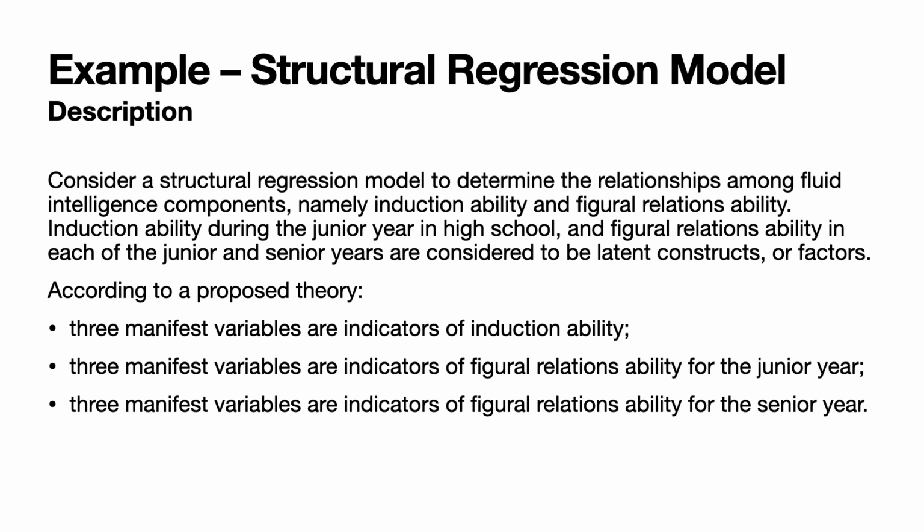According to a proposed theory, 3 manifest variables are indicators of induction ability, 3 manifest variables are indicators of figural relations ability for the junior year, and 3 manifest variables are indicators of figural relations ability for the senior year. And so we see here that figural relations ability is a latent construct that is assumed to be able to change over time. And so we are going to have latent constructs for both the junior and senior years for this figural relations ability construct.